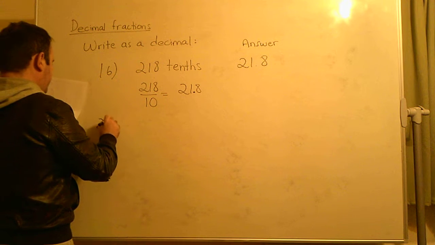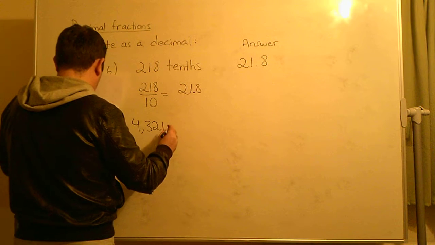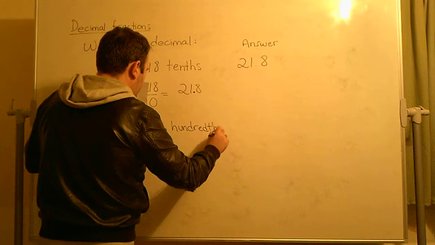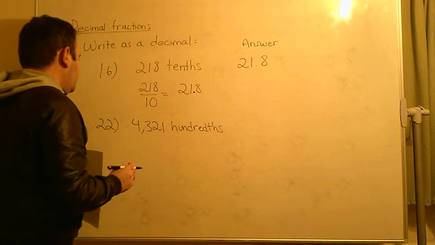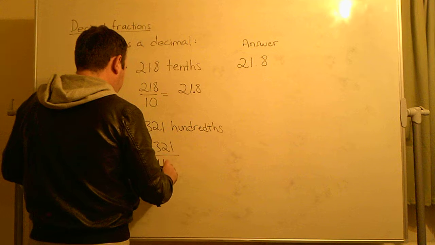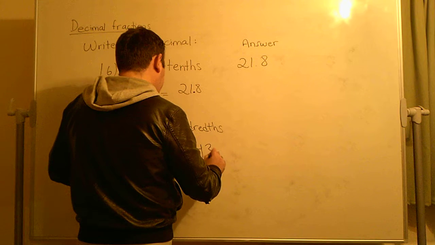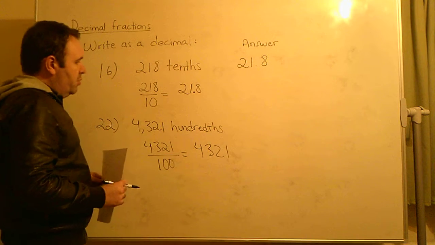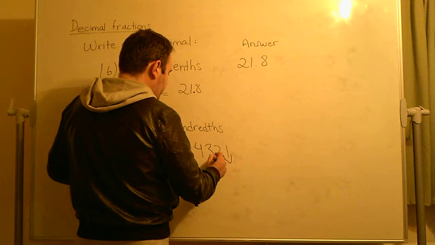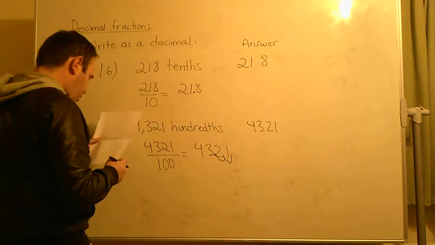Another one. 4,321 hundredths. So 4,321 divided by 100. So we write it down like here, 4,321, and then how many zeros do we have? 2. So how many places do we need to move the decimal point? 2, 1 and 2. So the final result will be 43.21.